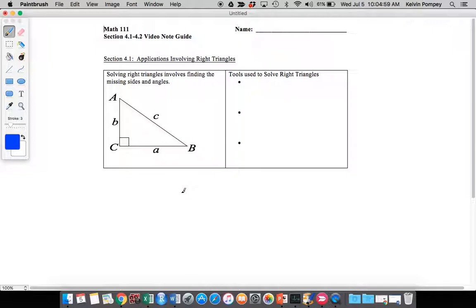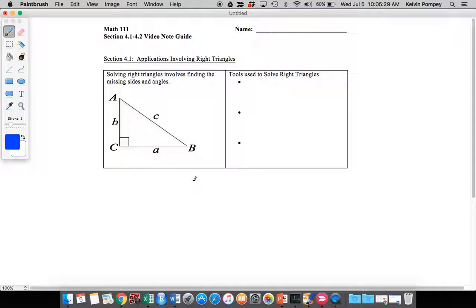All right, section 4.1, and this entire chapter is really about applications involving triangles, being able to solve triangles using the trigonometry that we know and use them in application problems. Section 4.1 is specifically looking at applications involving right triangles. In this video, we're not going to look at any actual applications. We're just going to look at how we solve a right triangle and what we mean by solving right triangles.